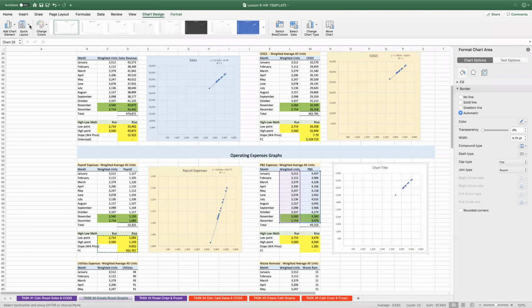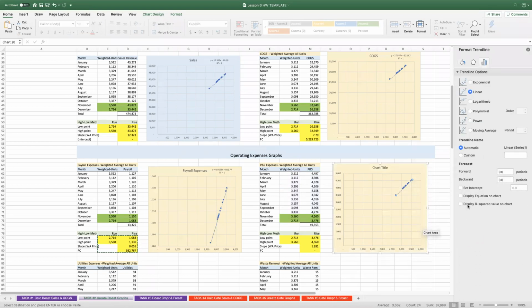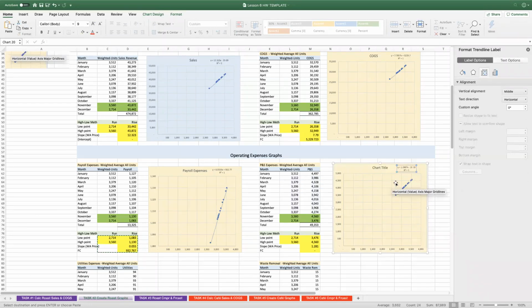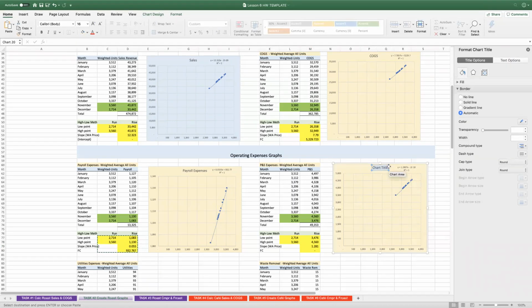Okay. You want to color it up so it stands off the page a little bit. Right mouse click, add trend line, display R squared, display equation. Notice that the intercept is 0, and you got that down here too. So it's strictly variable. What it means here is that you incur $1.28 in promotion and selling costs for every 1 unit that you sell.